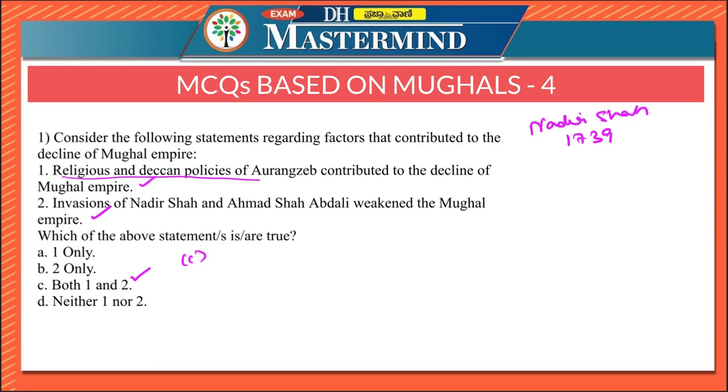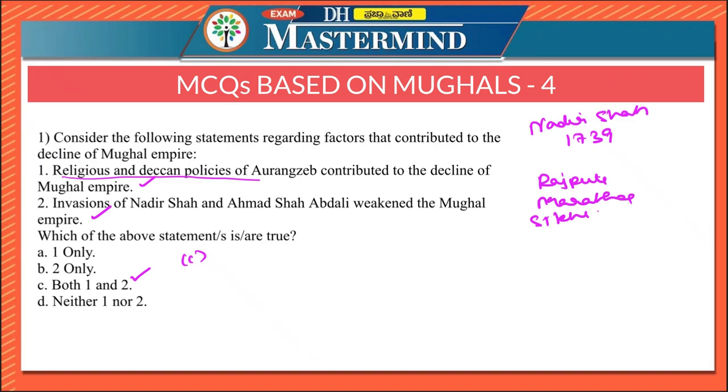His religious policy was responsible for turning Rajputs, Marathas, as well as Sikhs into the enemies of Mughal Empire. And the Deccan policy of Aurangzeb was also influenced by religion because his invasions against the Deccan Sultanates were partly due to his hatred of the Shia faith. Therefore, the religious and Deccan policies of Aurangzeb contributed to the decline of Mughal Empire, and the weak successors and demoralization of the Mughal army paved the way for the decline.